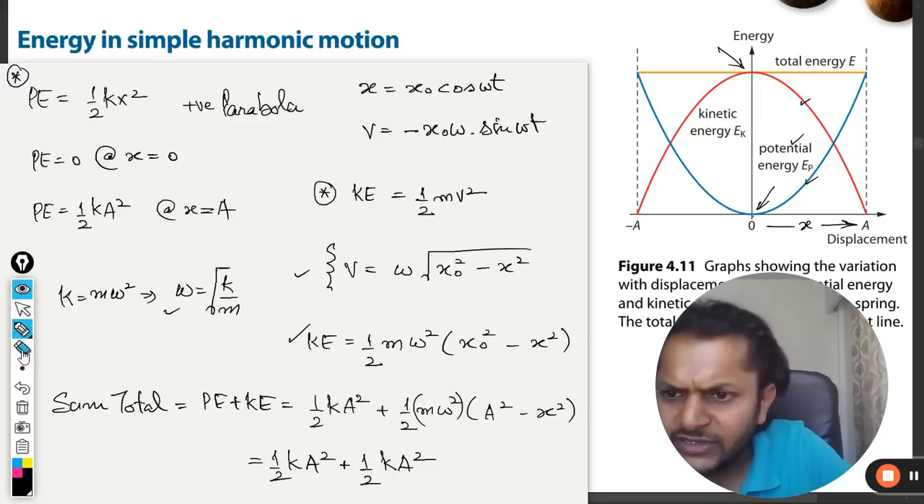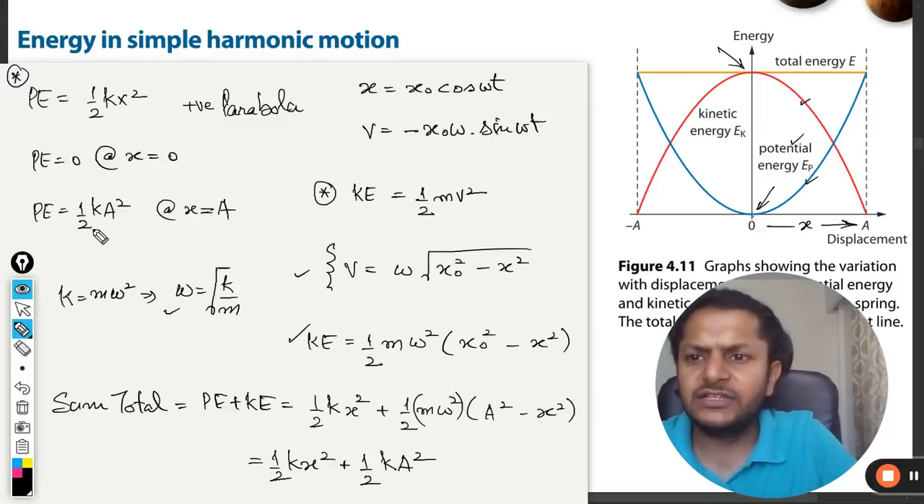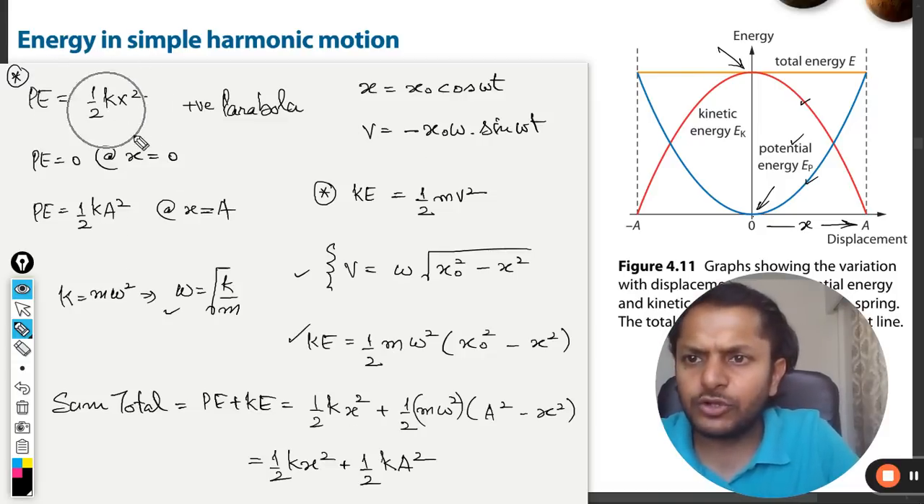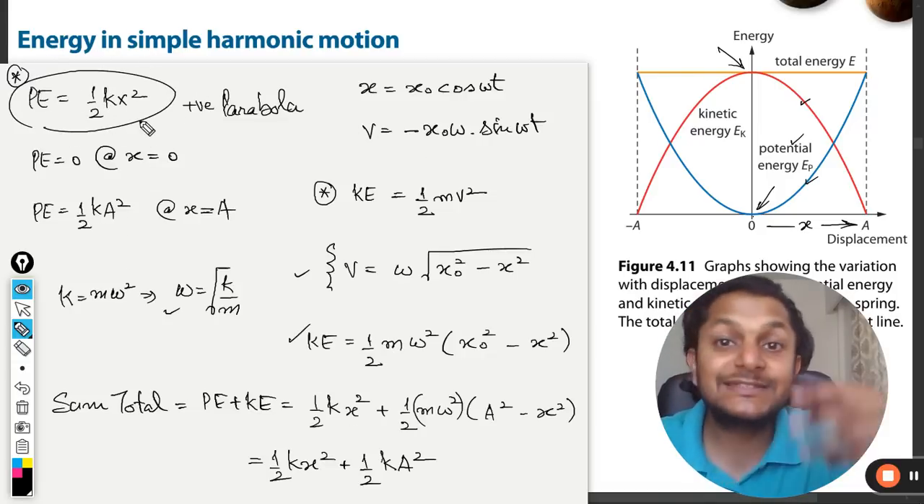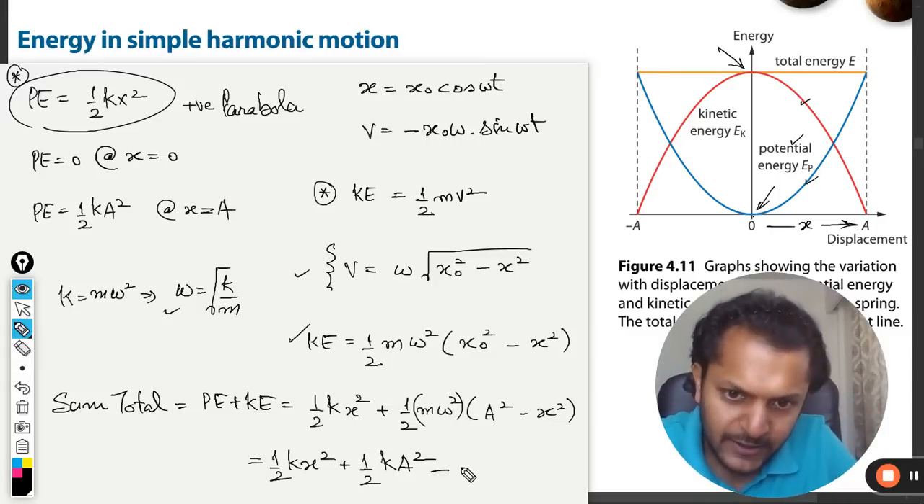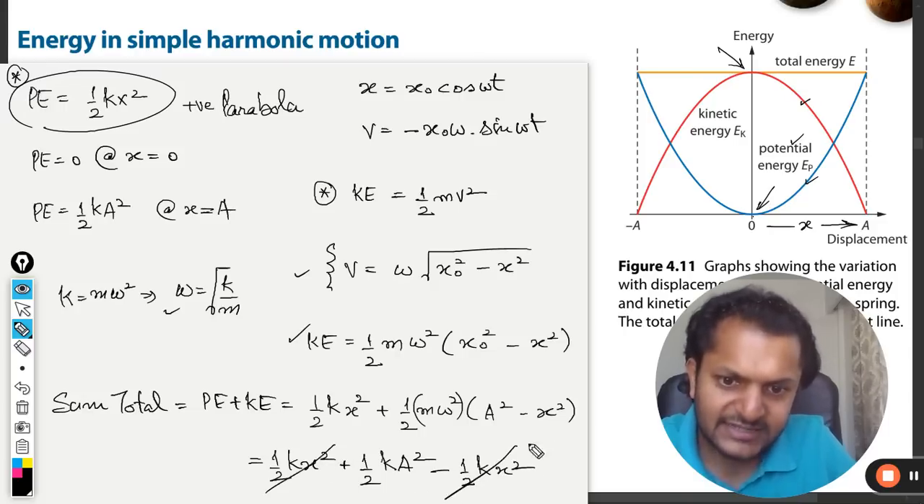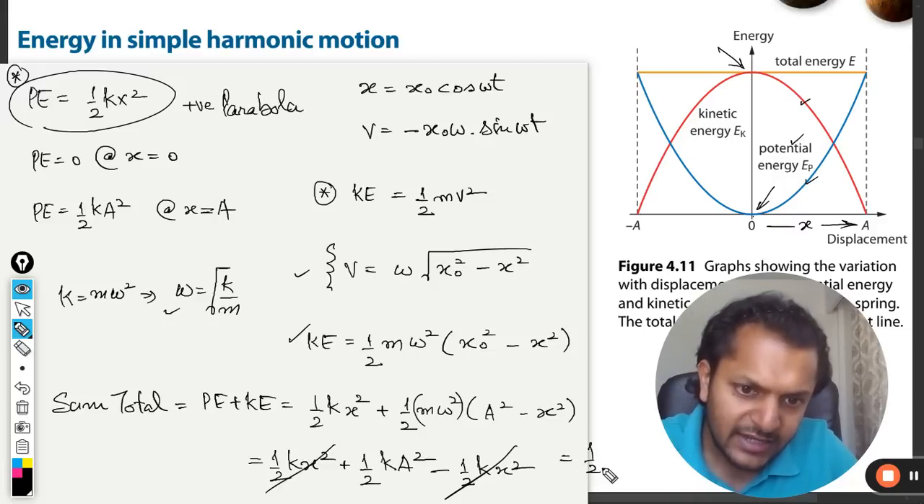a square. Sorry, this is not the amplitude. This is x only. This is x. I'm talking about this formula, no? Instantaneous potential energy. So it is x. I mistakenly wrote it like that. Half k x squared. This and this get cancelled out. So what do you get? Half k a square.